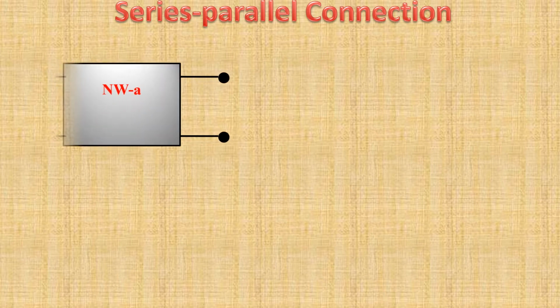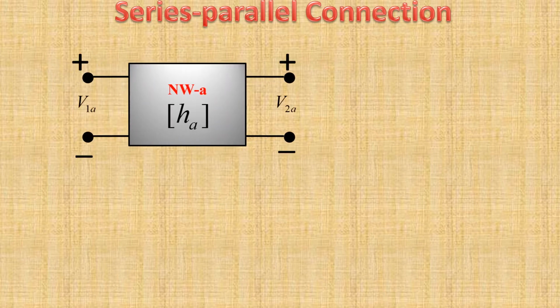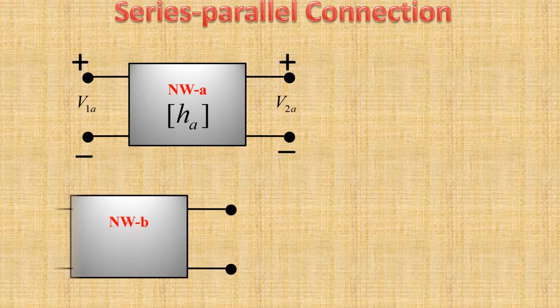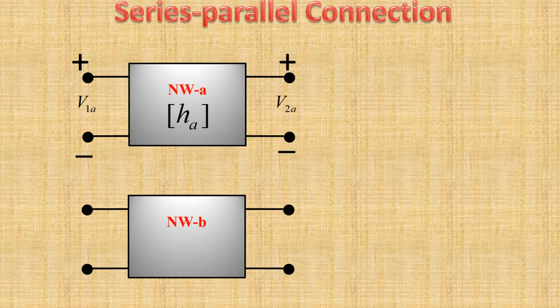Now let us see how we can connect two two-port networks in series parallel connection. We have a two-port network A having hybrid parameter matrix HA. Its input and output port voltages are V1A and V2A respectively. We have a second two-port network B having hybrid parameter matrix HB. Its input and output port voltages are V1B and V2B respectively.